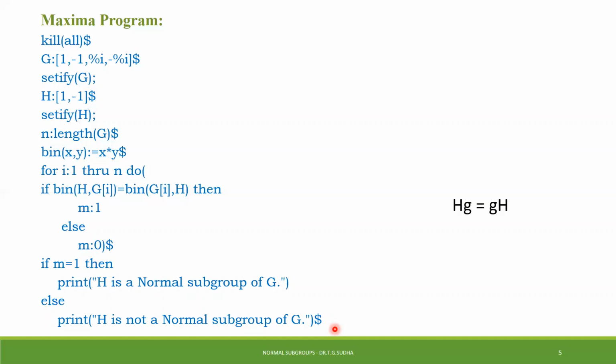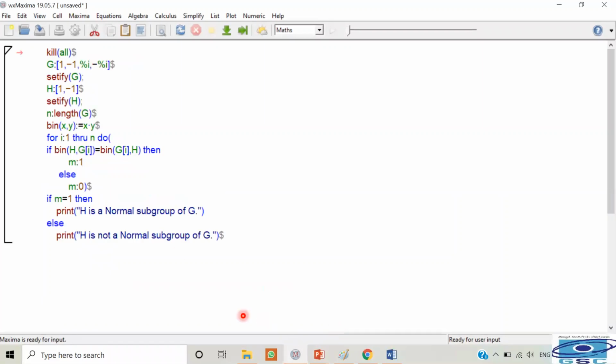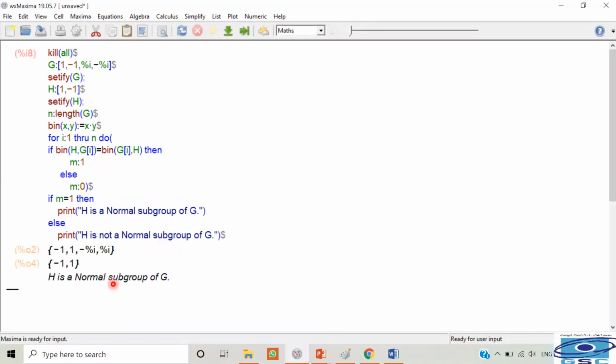Let us go to the maxima window now. Let us copy the code to the window. So this is the maxima code. Let us execute using Shift Enter. So this is the output we get. The first line is the elements of G, second one is the elements of H, and we get H is a normal subgroup of G, and we had seen that while doing manually also H was a normal subgroup of G.